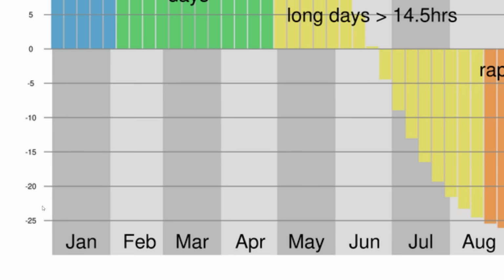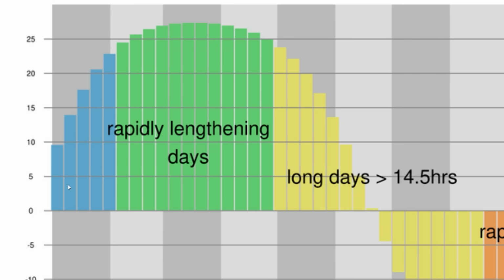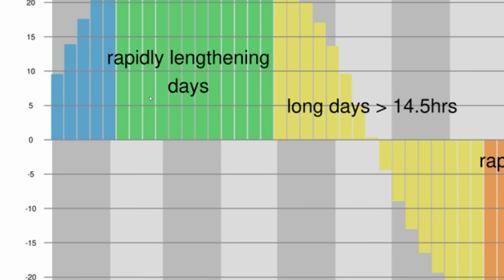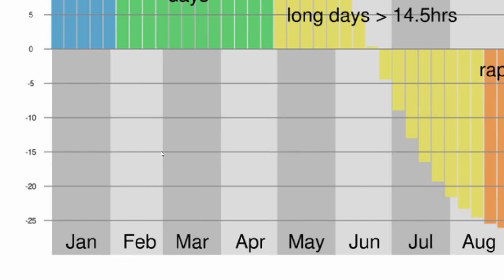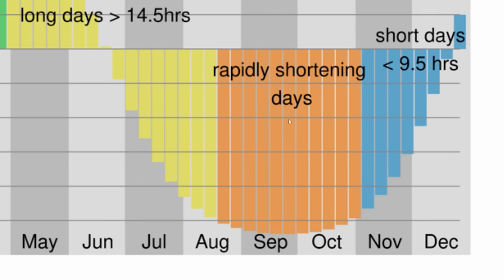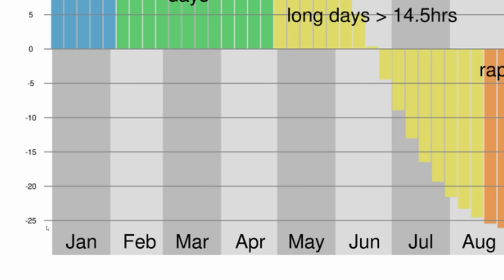But then every week in January, February, and March, the sun is staying out for longer and longer. Look how much the sun stays out every week into this period, rapidly lengthening days. So every week they get 25 additional minutes of sunlight. Is that right? That seems crazy. And then the opposite happens in August, September, and October, where they're losing 25 minutes of sunlight every week.